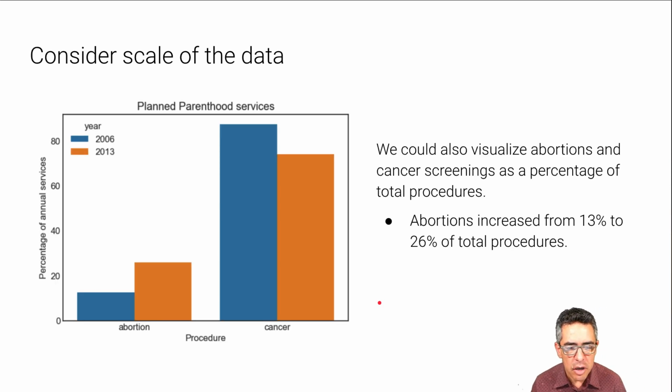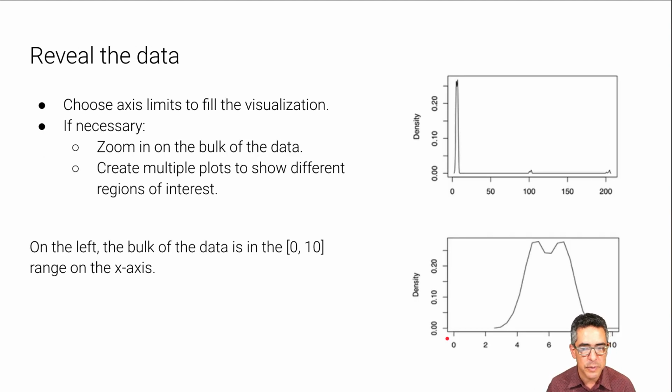Now, another way to explore these data would be to, for example, if we have access to the total number of procedures performed by Planned Parenthood, visualize how these services were part of the total number of services provided by Planned Parenthood in this period of time. And here, by normalizing by the total number of services, we see that abortion services between 2006 and 2013 became a larger fraction of the total versus cancer services, which went down.